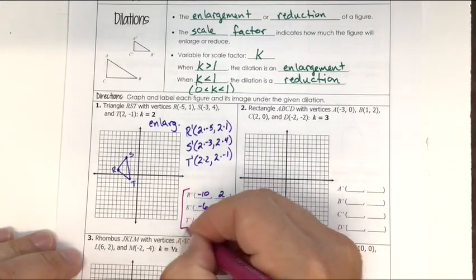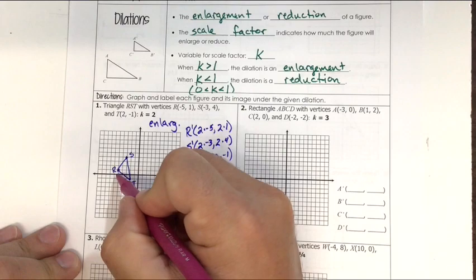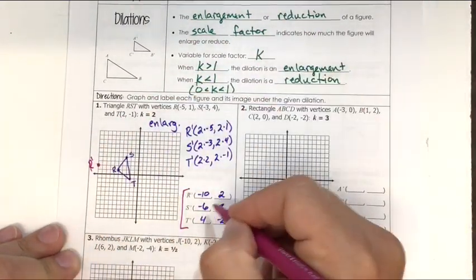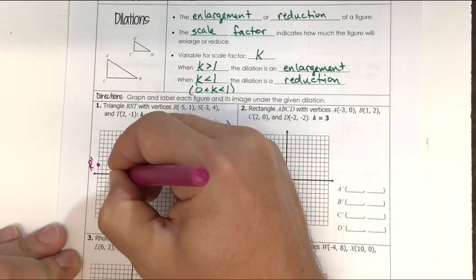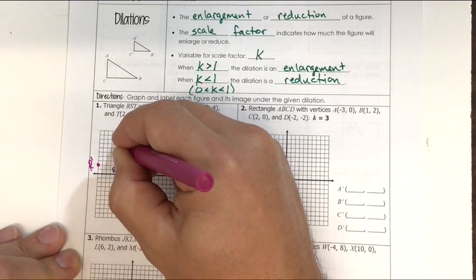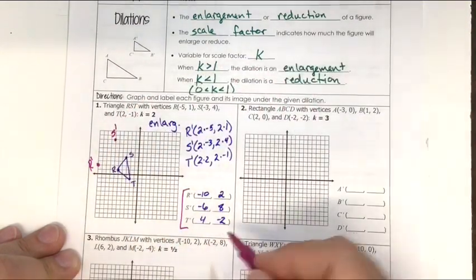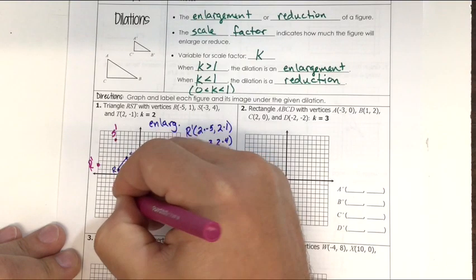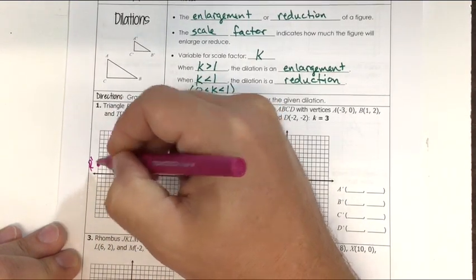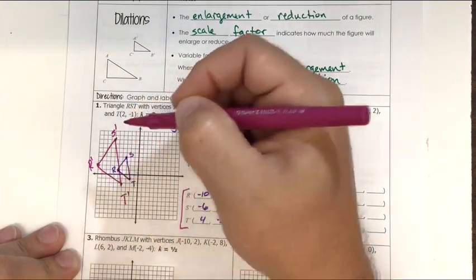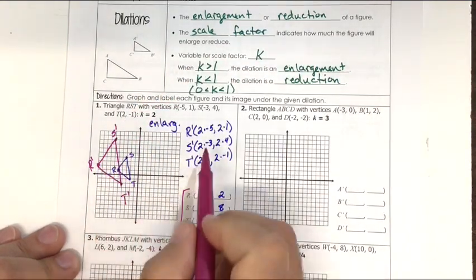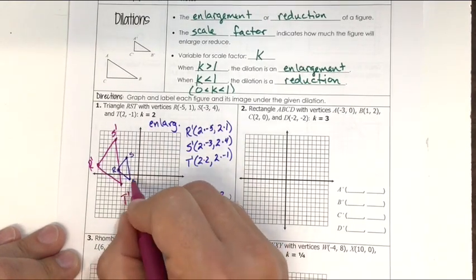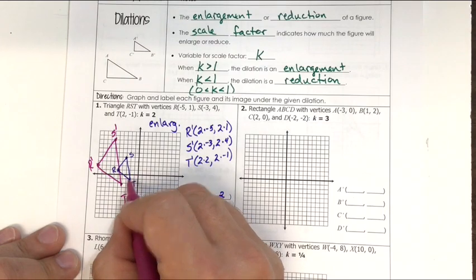Okay, so when I plot these points, negative 10, 2, there's R prime, negative 6, 8 is S prime, and 4, negative 2, T prime, is there. And you will also notice that with an enlargement or reduction, in this case an enlargement with scale factor 2, each point is twice as far from the origin as its pre-image point.